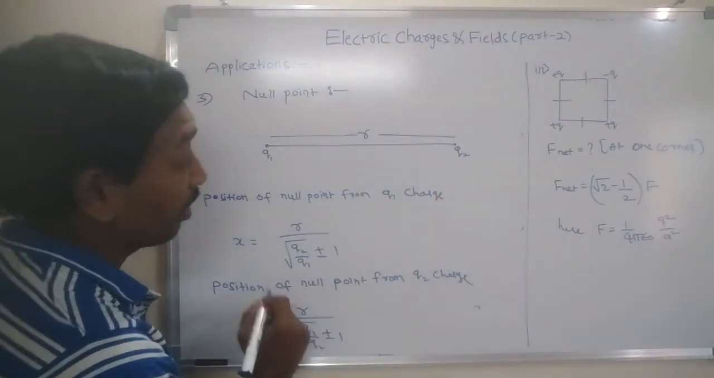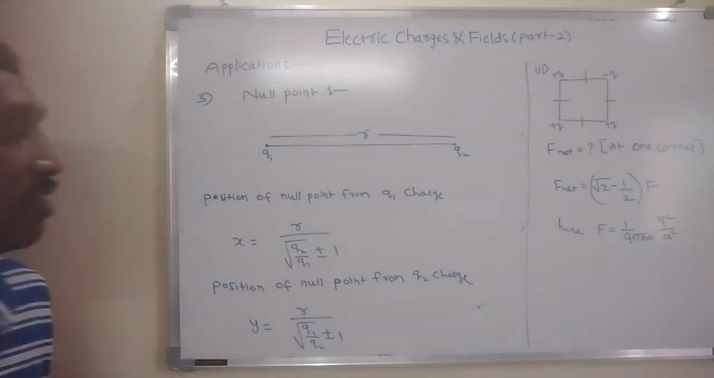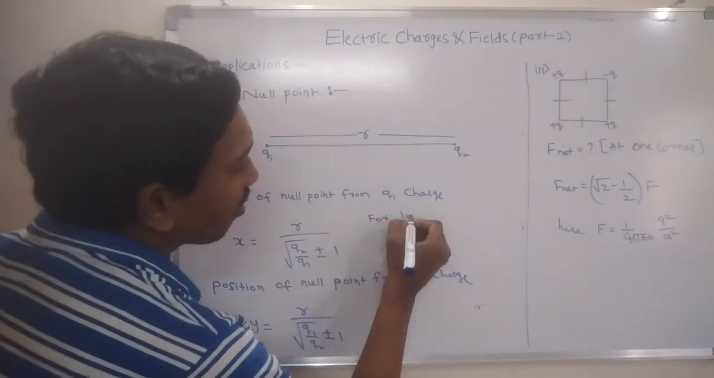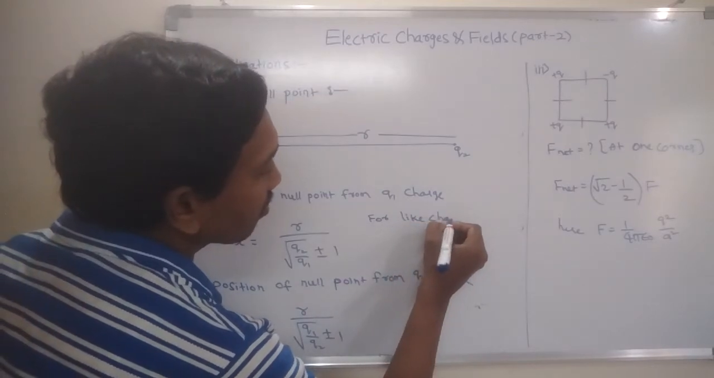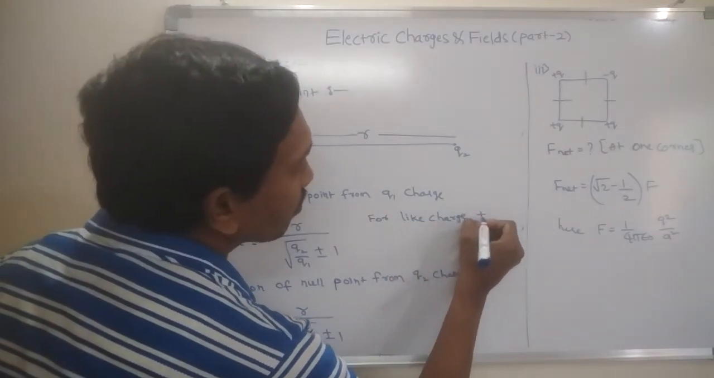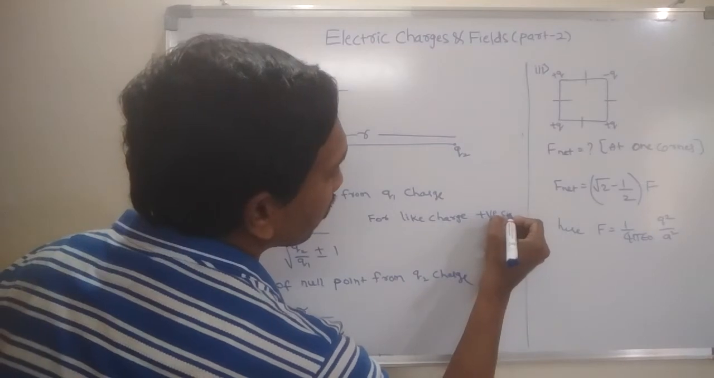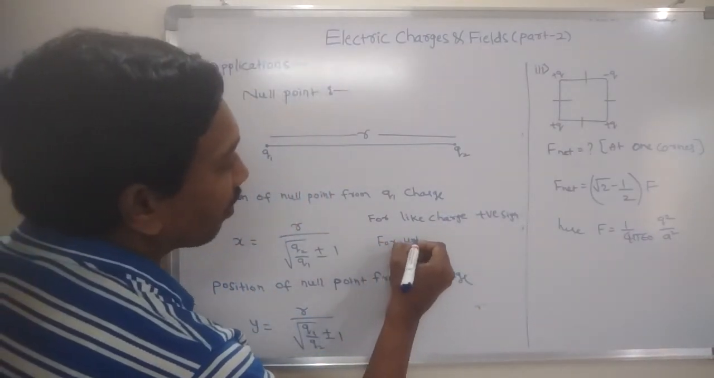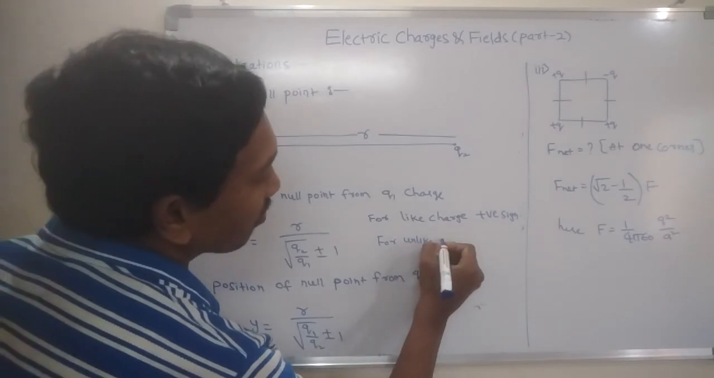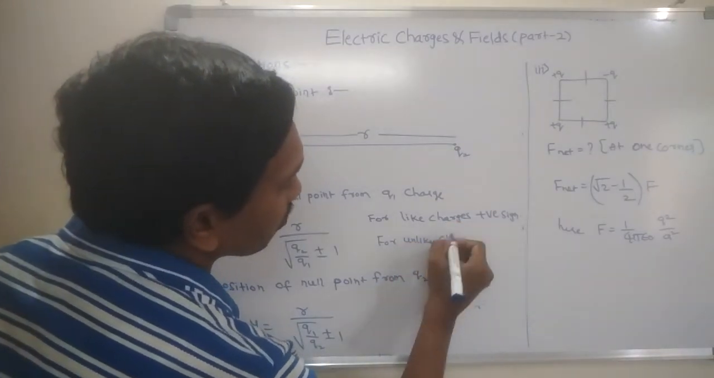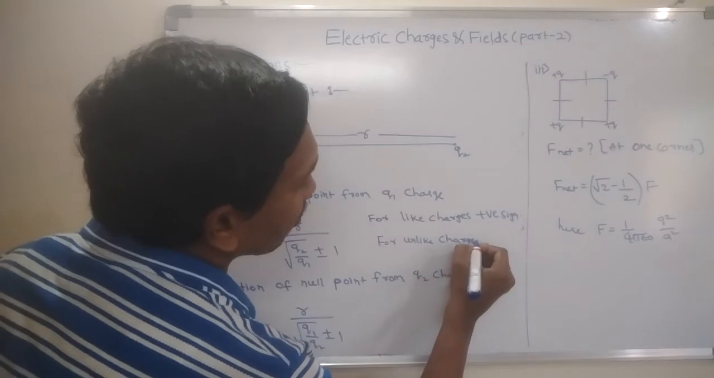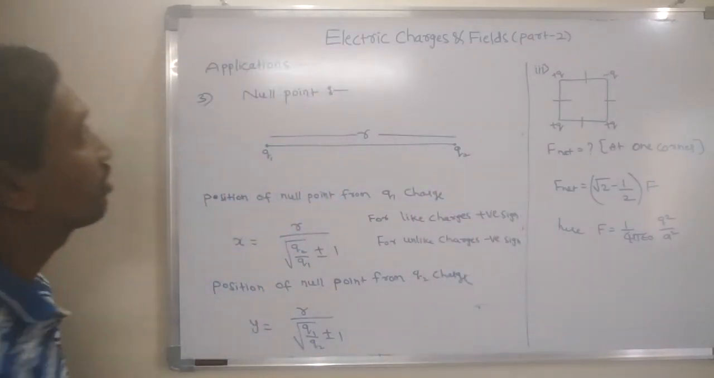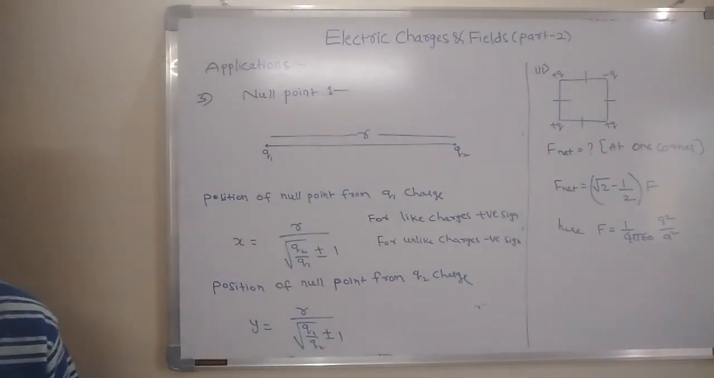And one more important point here, the positive and negative sign. The sign conventions are: for like charges, use positive sign. And for unlike charges, negative sign. Okay? This is about the negative sign. This is about the neutral point or null point model.